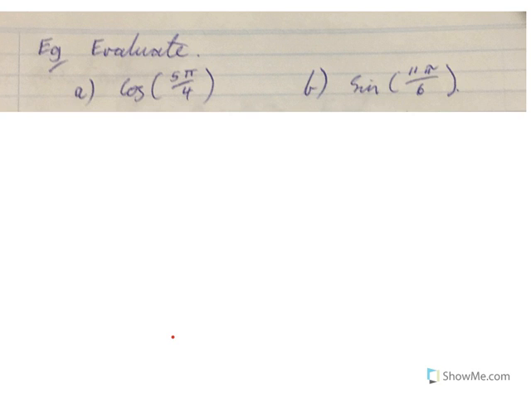Okay, so here's the first example. Cos of 5 pi/4. Just a rough sketch is all you need. So 5 pi/4 is 4 pi/4 to get to 1 pi, so it's another quarter further on. So that's that angle out to there.